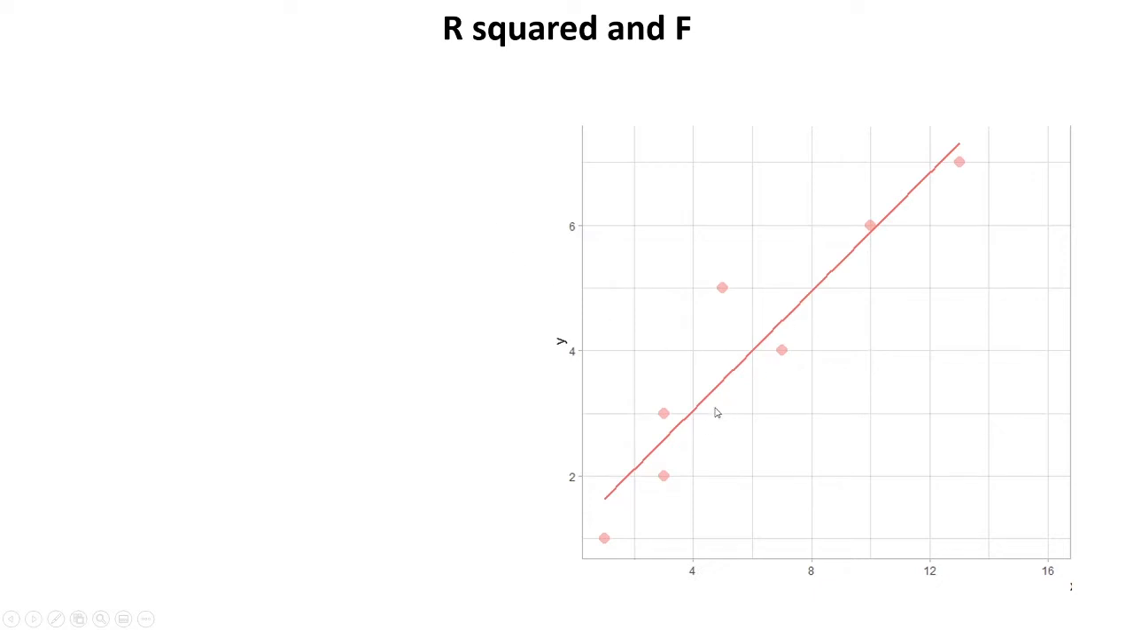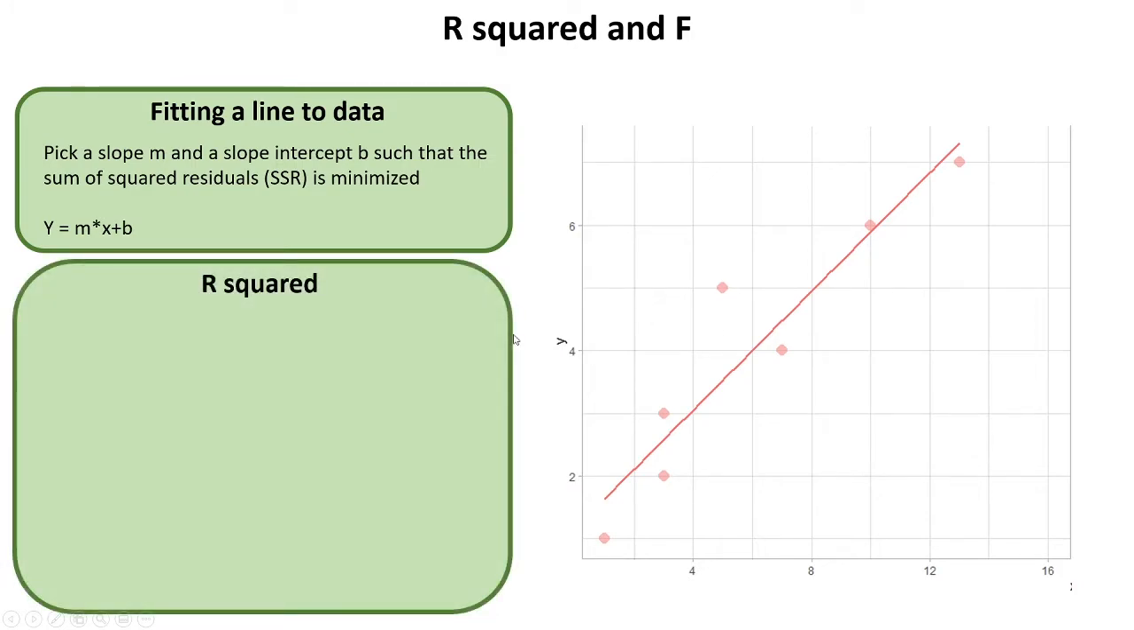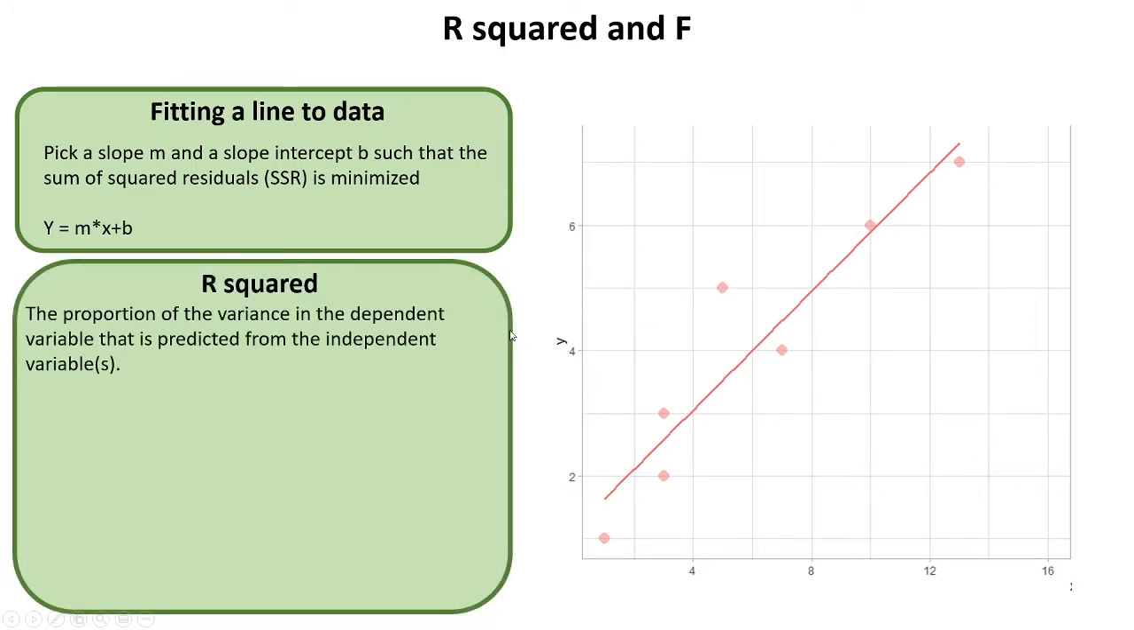Okay, so let's talk about R squared and F, because last week we learned about fitting a line to data. We learned about our sum of squared residuals and how they're useful for fitting a line y equals mx plus b to some data points. So R squared told us the proportion of the variance in the dependent variable that's predicted by the independent variable. If that sounds really familiar to what I just told you about the F statistic, then you're paying attention. Good job.